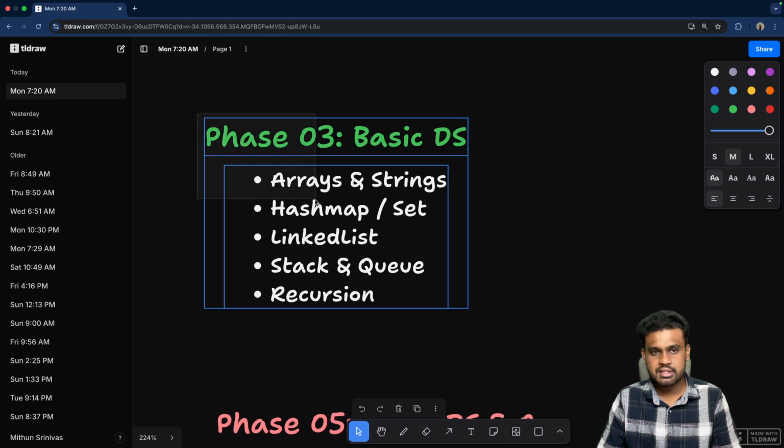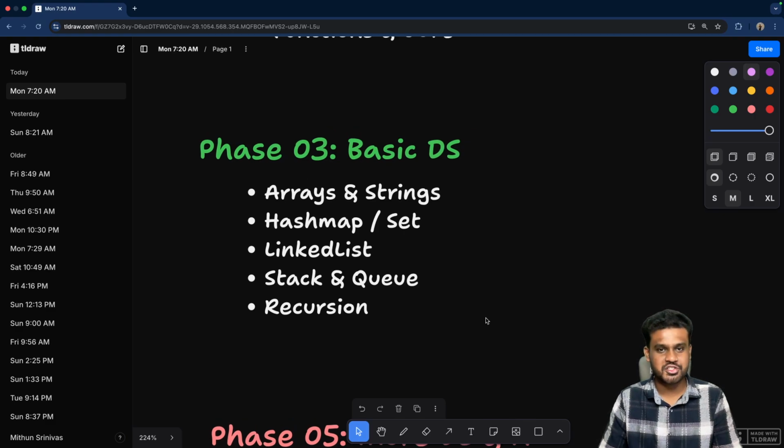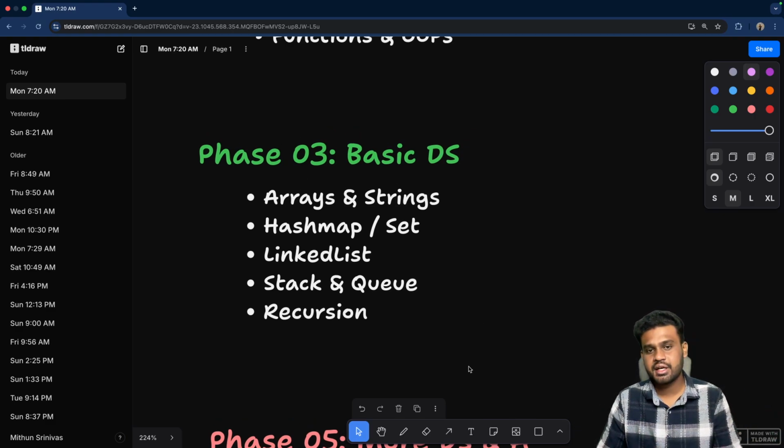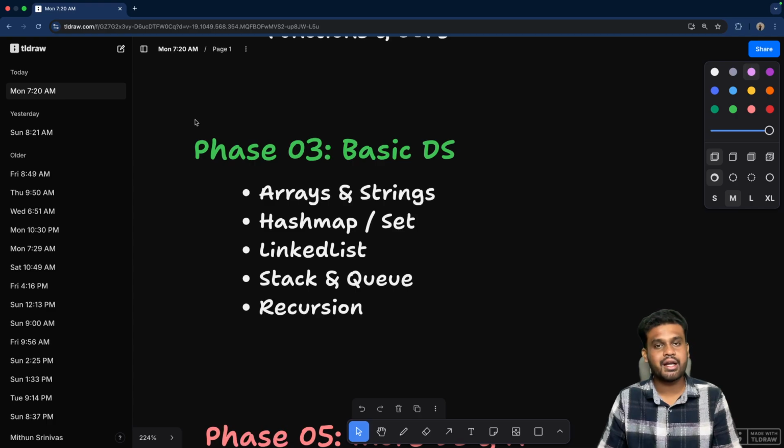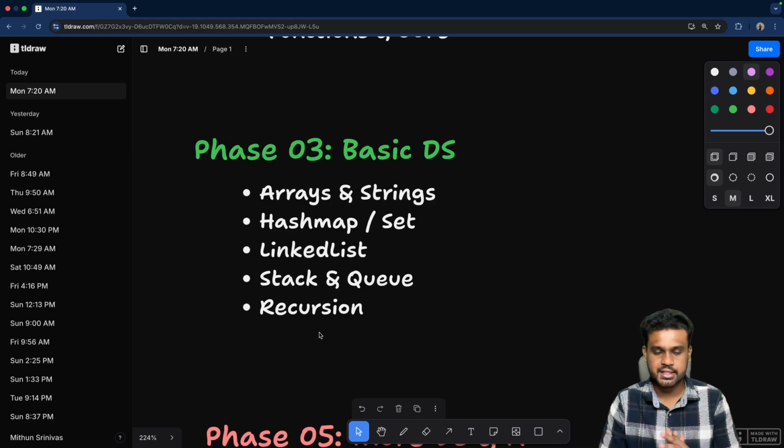So these are the data structures which you should master irrespective of your choice, be it any level of companies, they will focus on this. And as a developer, you will be using these more, so you should focus on data structures like arrays, strings, hash maps or sets, linked lists, stacks, queues, and recursion. Okay, now how to master this?